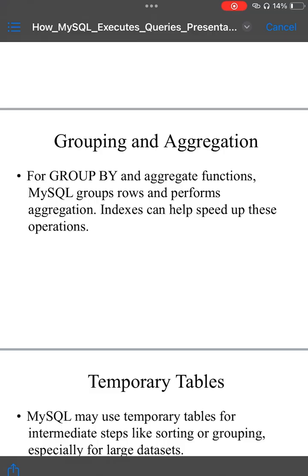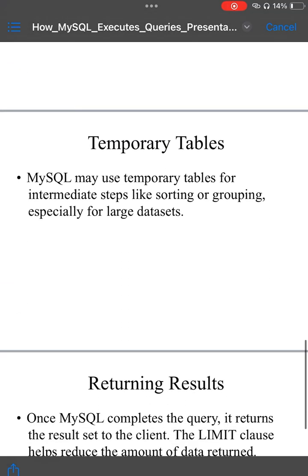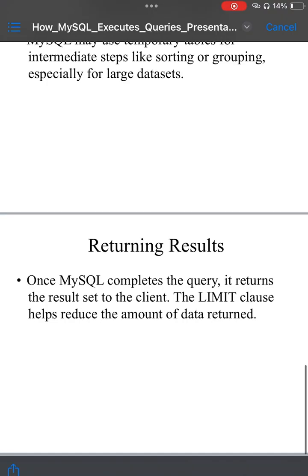7. Temporary tables. MySQL may use temporary tables for intermediate steps, particularly when handling complex operations like sorting large datasets, grouping, or handling UNION queries. Temporary tables hold data during these operations and are discarded after the query completes.